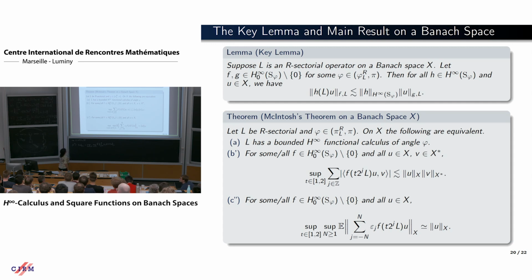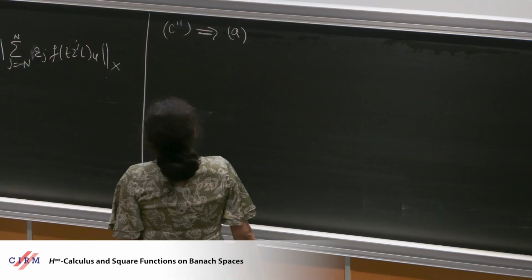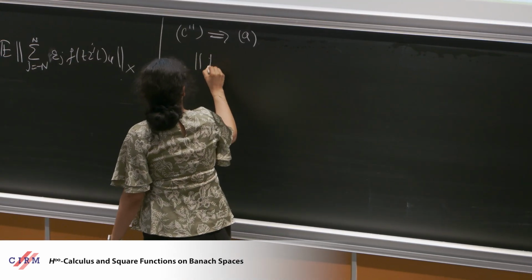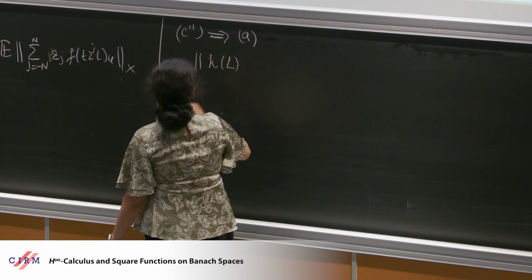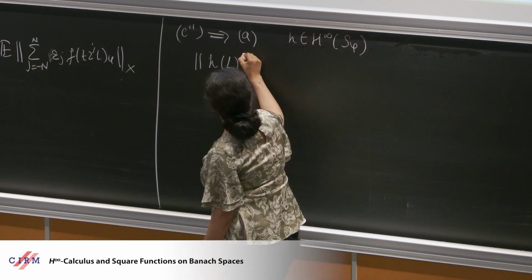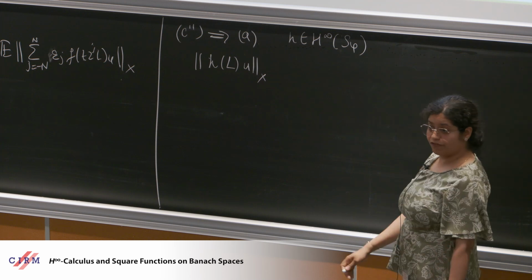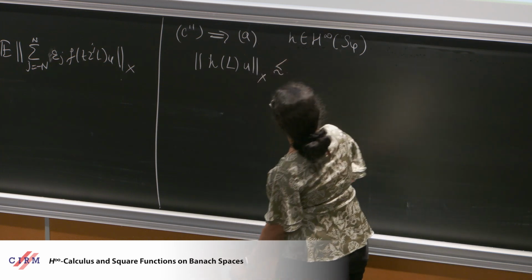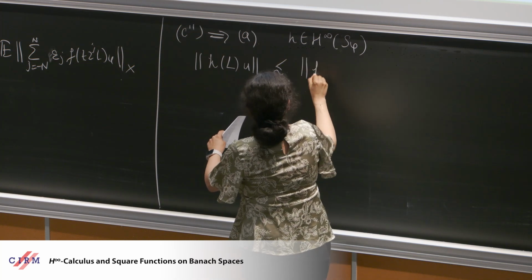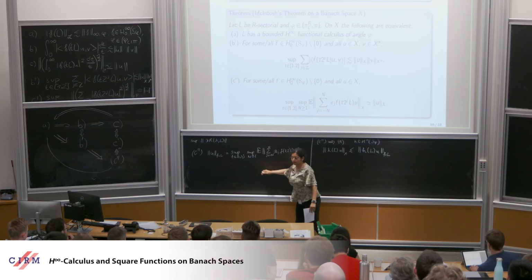But let me just show, once you have this lemma, how do we get to this theorem? I mean, how do we get to the part that C double prime implies A? All right, so what do we have there? We want to show the H-infinity functional calculus. We start with any function H in H-infinity of S phi and consider the norm of H(L)u in the Banach space. Now, we see that in the square functions, we have the lower estimates. We can control this by H(L)u with this norm here, the F of L, right?